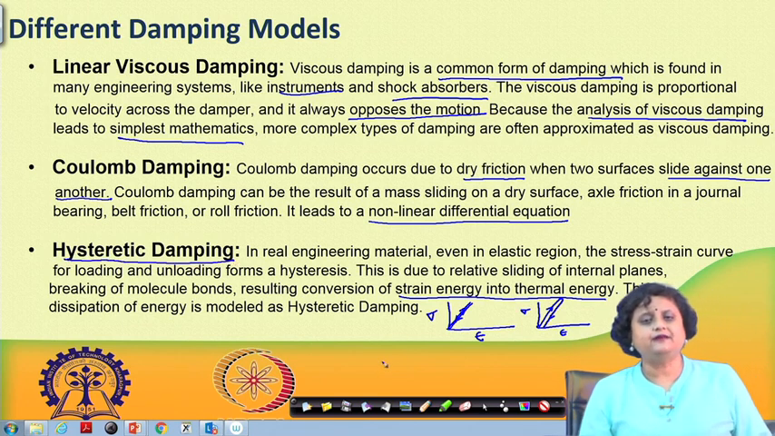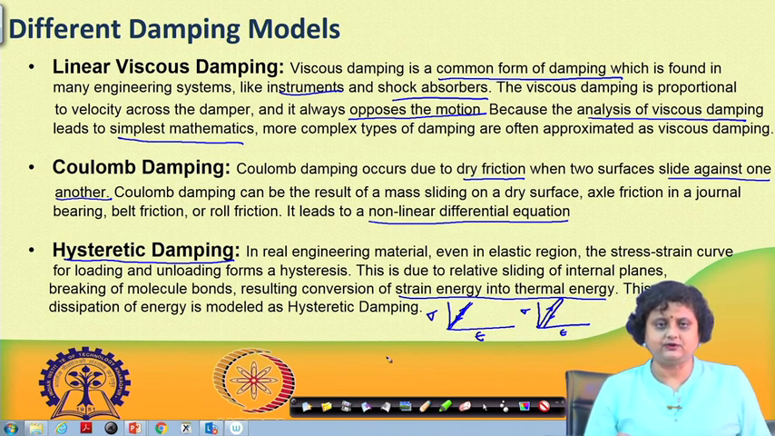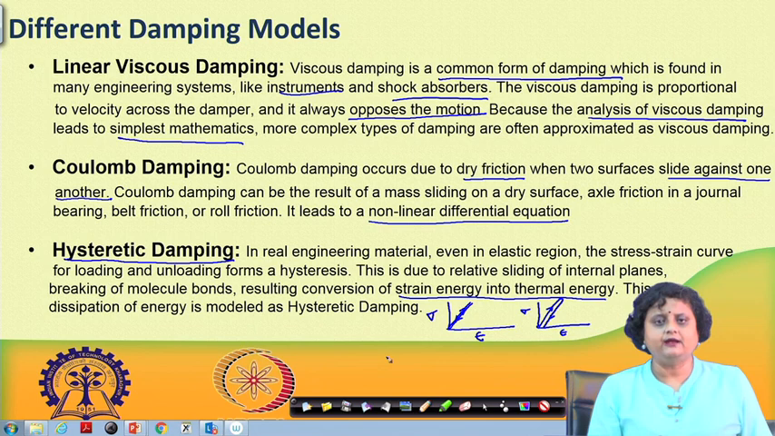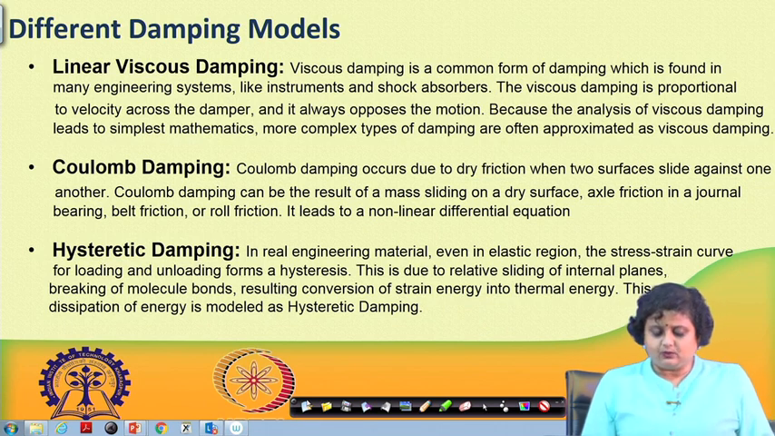Okay. There are several other forms of damping that are encountered by a system. But in many cases people model it using linear viscous damping, and a good approximation is usually observed. So, with this we are done with the theory of damping.